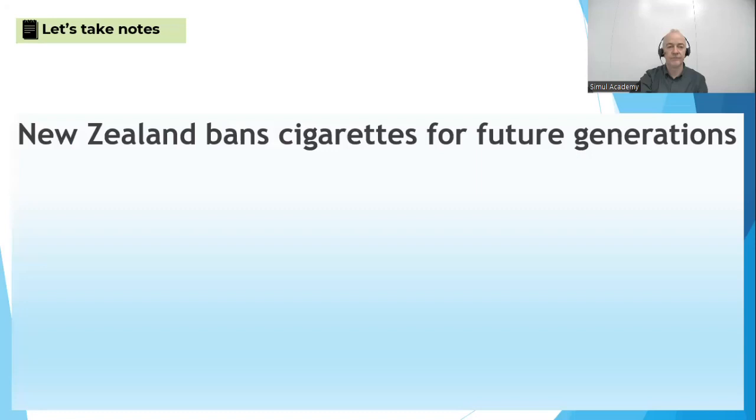New Zealand's parliament has passed a law banning anyone born after 2008 from ever buying cigarettes or tobacco products. The legislation does not cover vape products, which have been growing in popularity. Only 8% of adults in New Zealand smoke, although the rate for Maori citizens is around 20%.